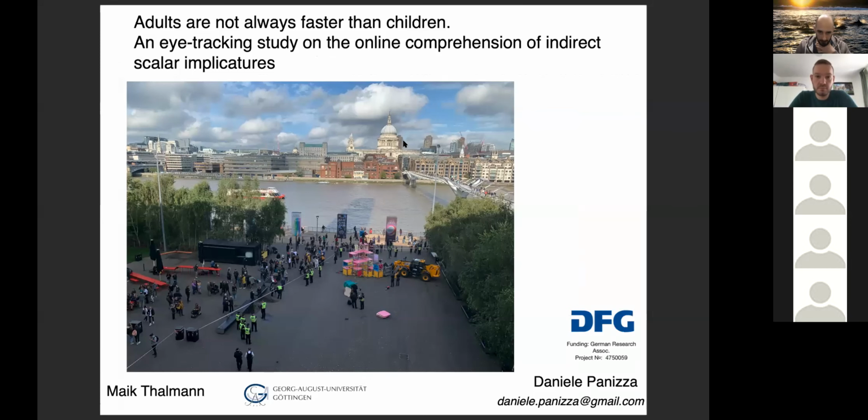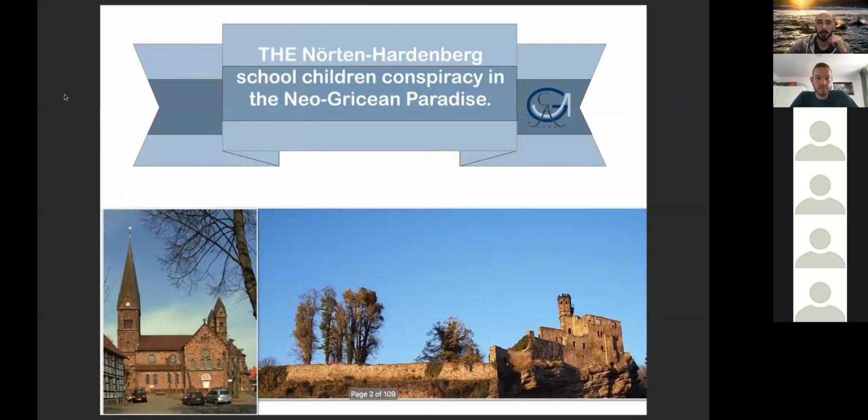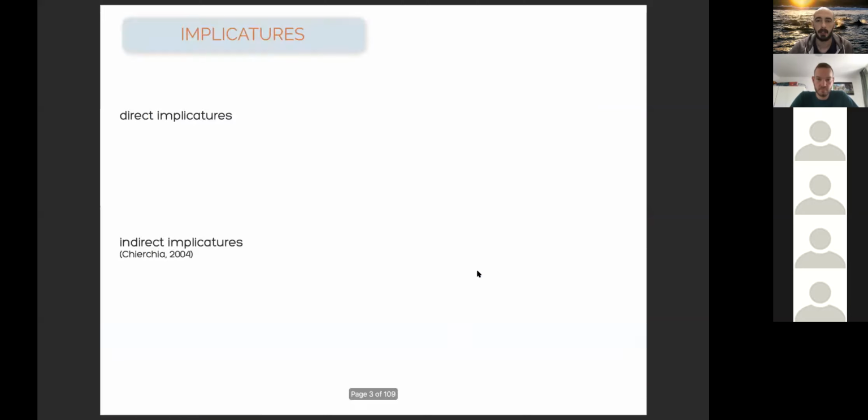Okay, so this is the last version of a presentation that I gave in London, but it's kind of the same version as I gave in other places. This is work in collaboration with Mike, and it's kind of a follow-up of the experiment that I showed you already on scope ambiguity. But we used a configuration that is not supposed to be subject to scope shift, but only to indirect implicatures. Also, the mock name of this presentation was the Nerd and Hardenberg School Children Conspiracy in the Neo-Gricean Paradise. This nice village that you see here is Nerd and Hardenberg, where we actually ran the experiment, and you will see why we called it children conspiracy.